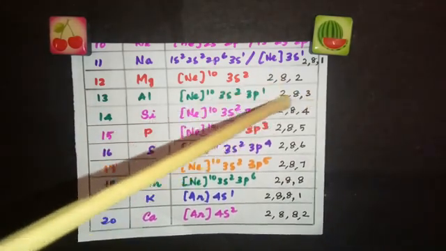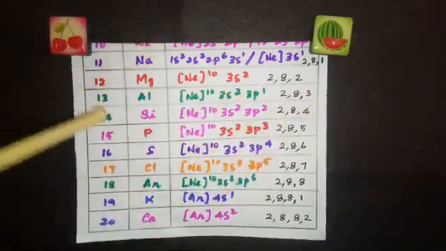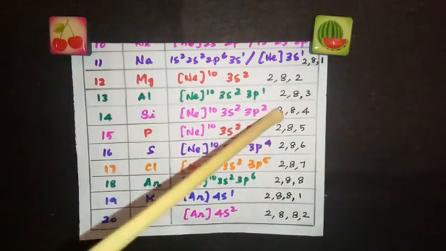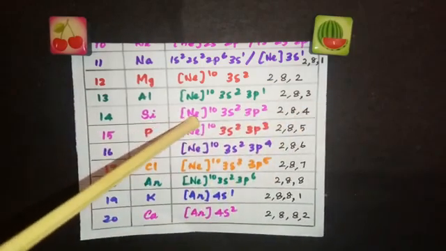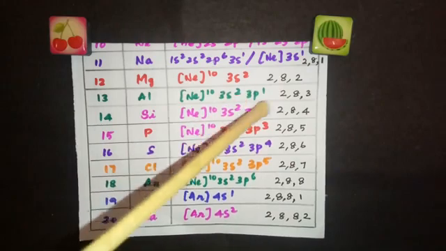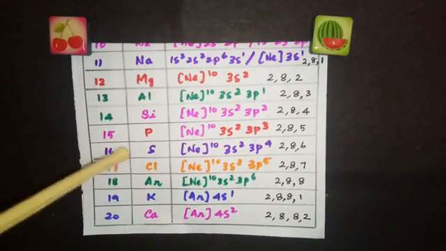As many electrons as are present in the given element, write the configuration and stop with that. So the general configuration would be 2, 8, 3. Same way for silicon, it is 2, 8, 4. So 1s2, 2s2, 2p6, 3s2, 3p2. So this is how we write.